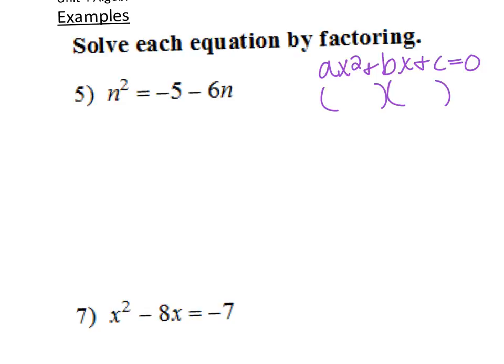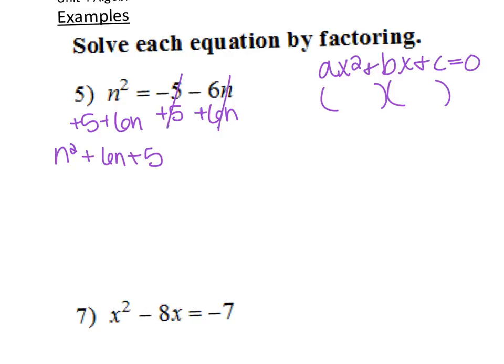So what I'm going to do is I'm going to just get everything on one side. So I'm going to add 5 and add 6n to both sides. You can do it in one step each, but I'm just doing both. So I'm going to get n squared, although let me do 6n first, plus 6n plus 5. And then these cancel out, and I end up getting 0 on one side.